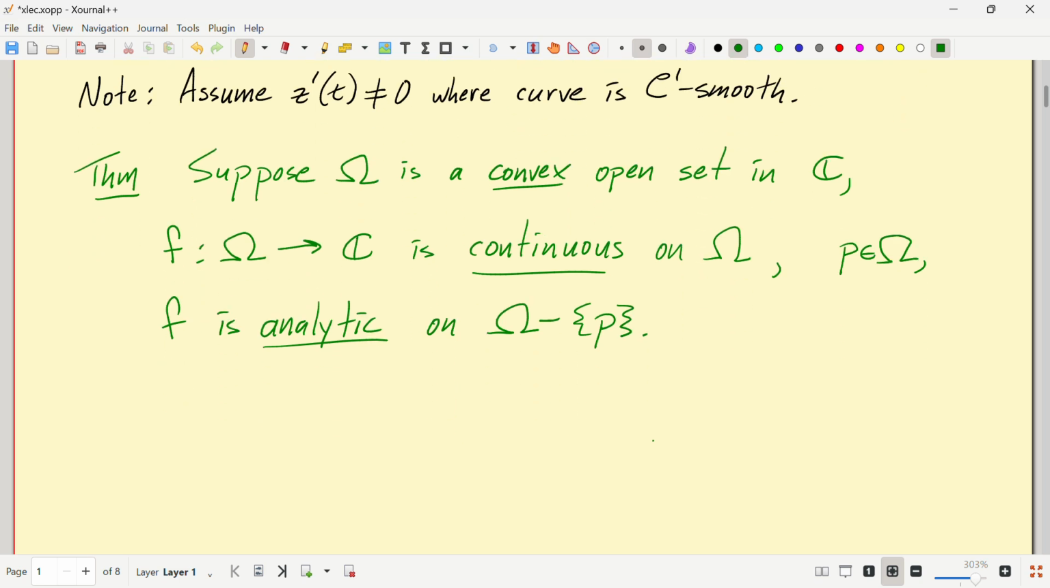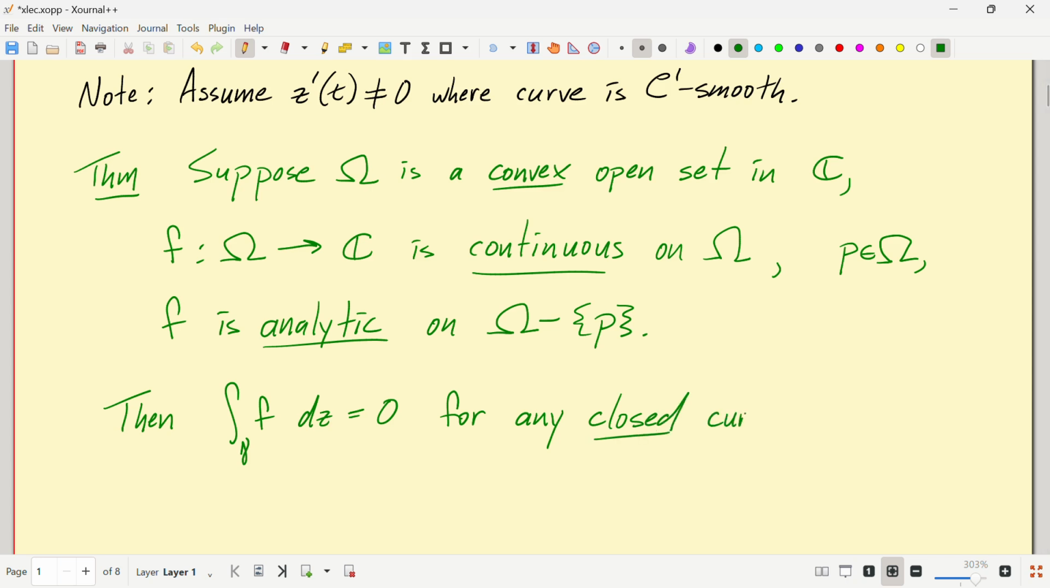Then the big conclusion is that the integral of f around a closed contour in that convex open set is 0 for any closed contour curve gamma in omega. Okay, that's one version of the Cauchy theorem.